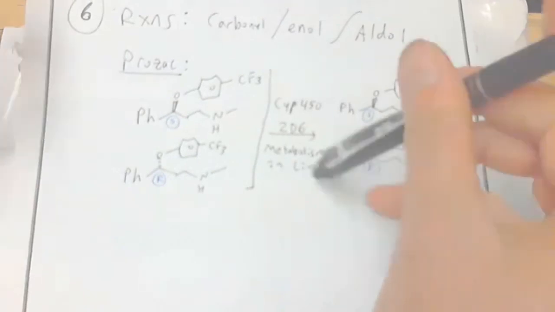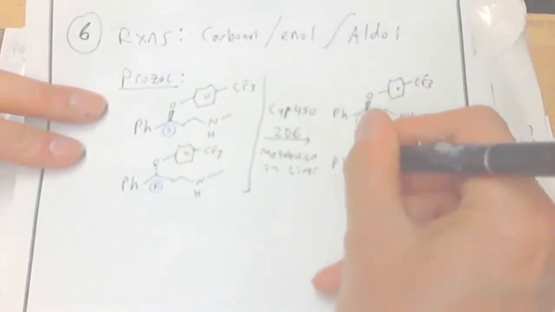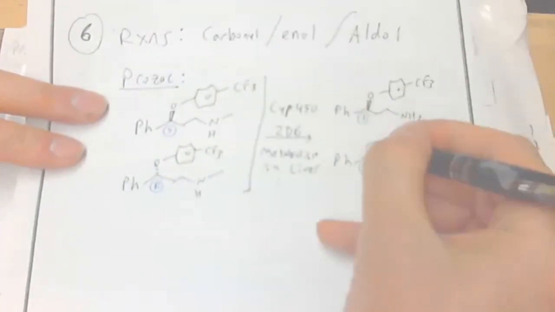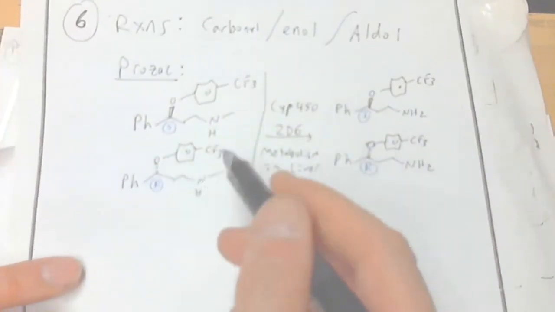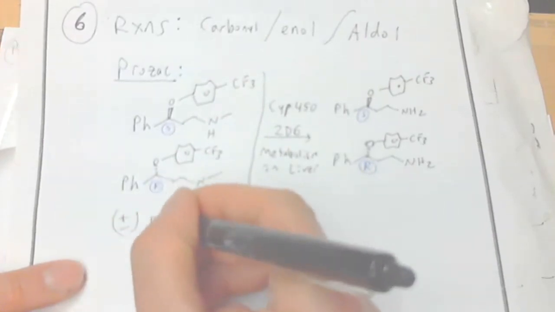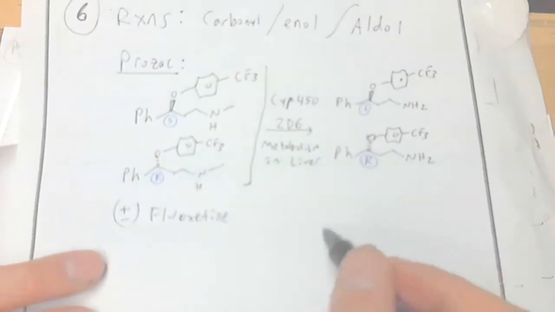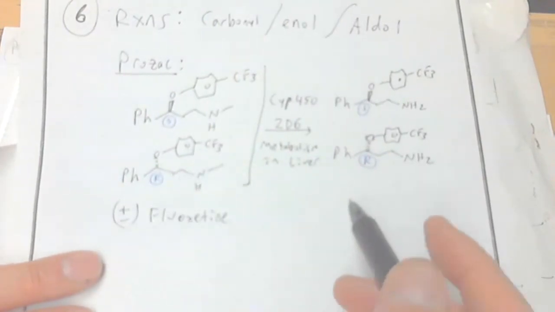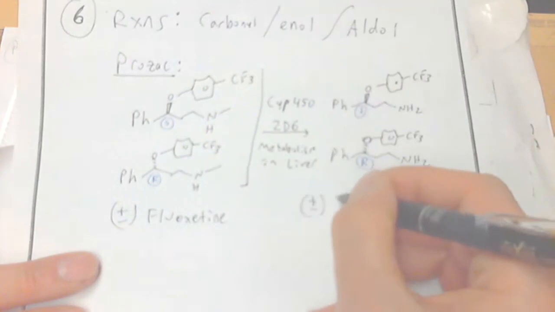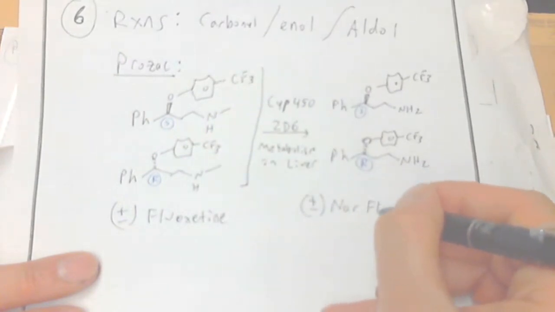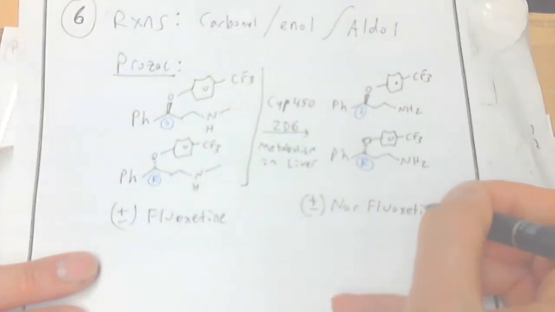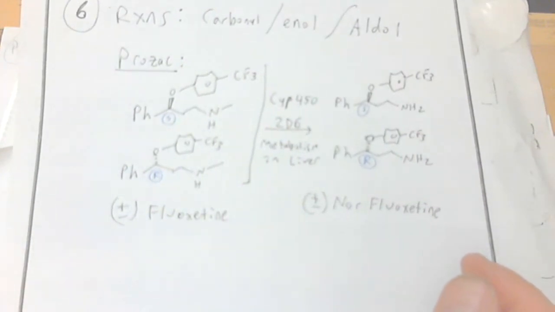The name of these, that's a dash dash dash there on the bottom. Okay, well, first of all, this mixture is plus minus fluoxetine, which is the racemic mixture. The name of this is plus minus norfluoxetine.